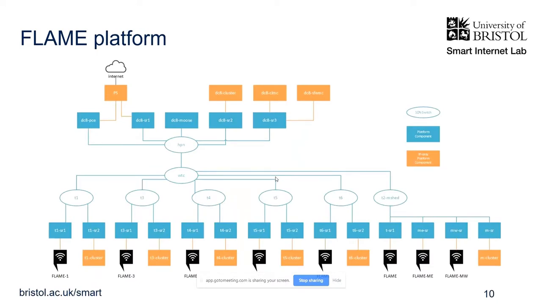This is a logical view of the platform which Sebastian has already explained, so I won't go through it much. Just to reiterate that there are various access points in the Millennium Square, SSIDs 1, 3, 4, 5, 6, and these 2 SSIDs belong to MSHA, and there's a single SSID which covers the whole Millennium Square and MSHA.